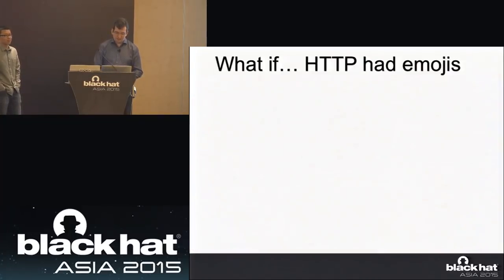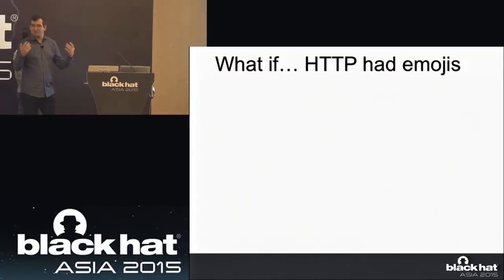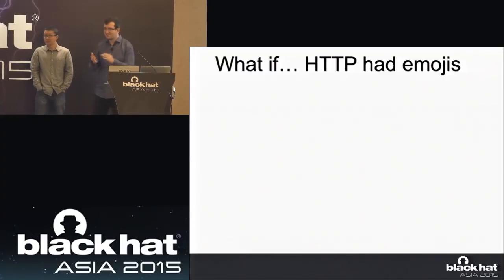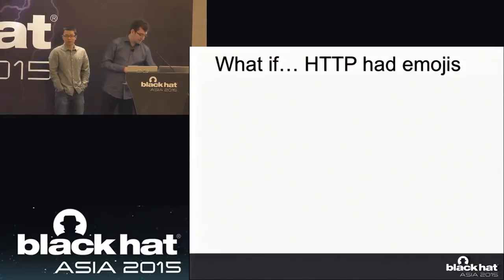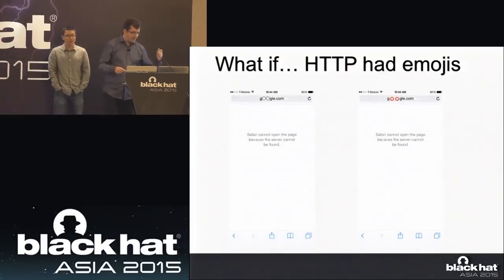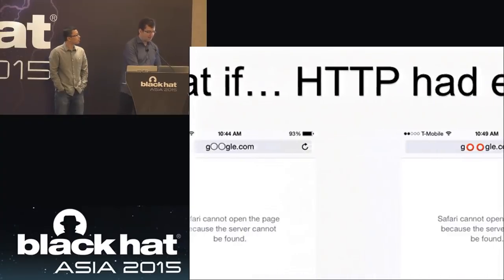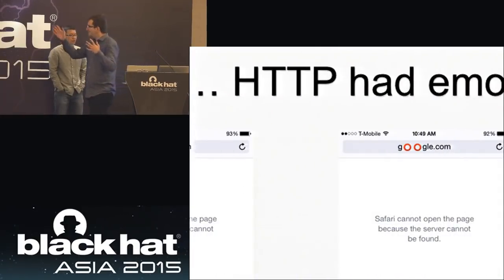Let's talk about emojis. What if HTTP had emoji support? It doesn't have it in Chrome. It doesn't have it in Internet Explorer. But iOS is the number one device in the United States. Safari is the number one mobile browser. And it turns out it actually supports emoji. So you can have google.com with emoji, or two giant red O's.